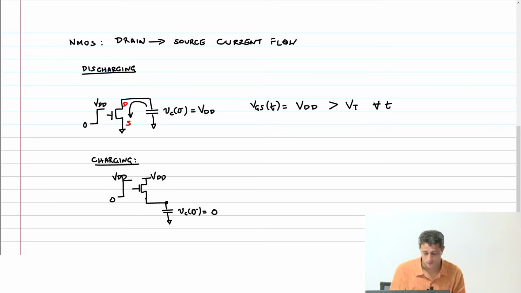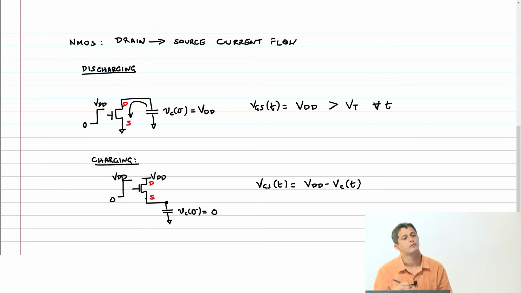Now what is the drain? What is the source? Which is higher potential? VDD will always be higher potential, therefore that has to be the drain, and this has to be the source. So therefore, VGS of t is what? VDD minus VC of t. So what happens is this capacitor keeps charging all the way.